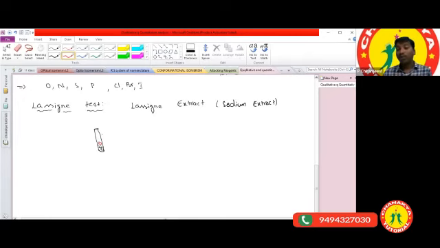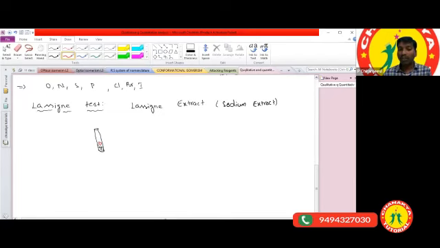Where is sodium metal stored? Sodium metal is stored in kerosene because it is highly reactive with atmospheric air, and at the same time it is explosive with water. For that reason, sodium metal is stored in kerosene. From that, we take a small amount and insert it into the fusion tube.